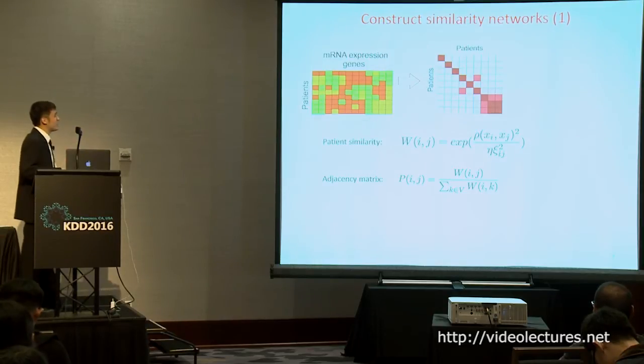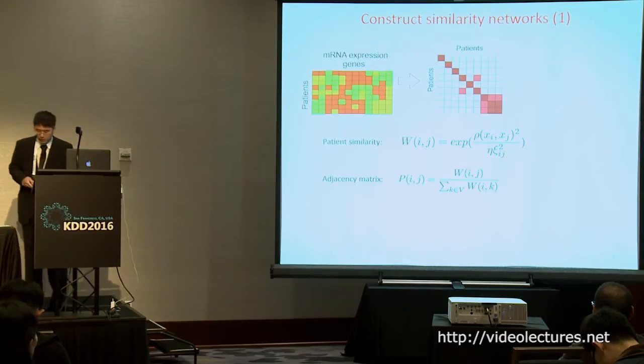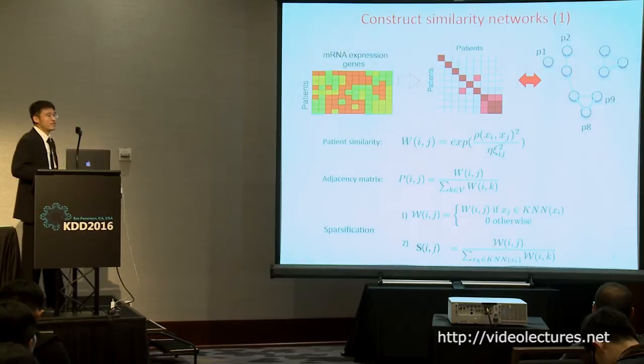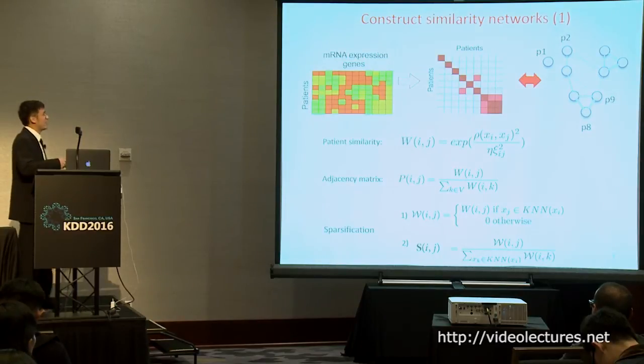So this is the first step. We have a distance matrix P to measure the patient similarity. And we can also enforce a sparse kernel here. Basically, it's just a very simple k-nearest neighbor kernel. It's just the measurement. Once we have a fully connected patient similarity network, we can enforce the neighborhood to be the k nearest neighbors of the given patient.